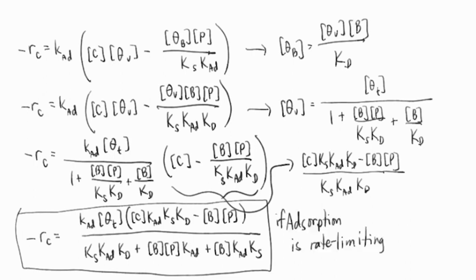We have to go through two more rounds of this derivation because we still have to assume that surface reaction is rate limiting and desorption is rate limiting. Okay, so let's hold on to these results for now. Let us proceed to the assumption that surface reaction is rate limiting.